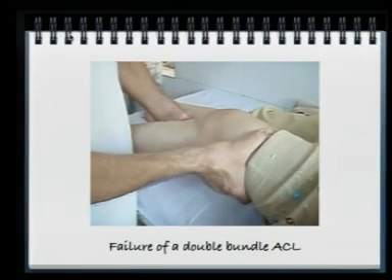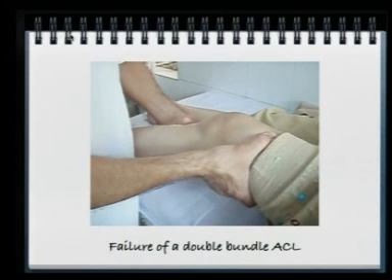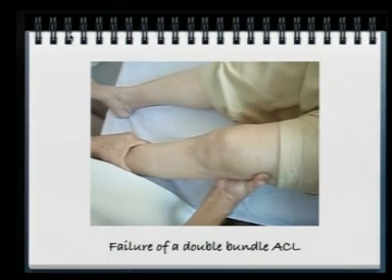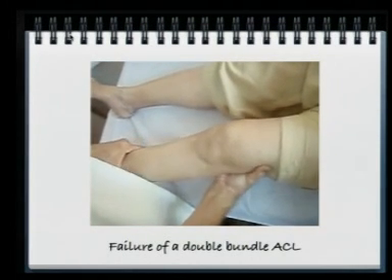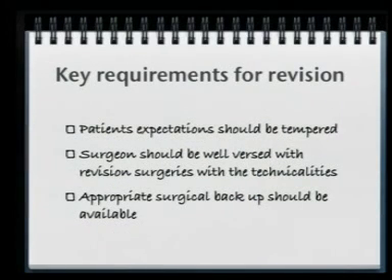So this is a failed double bundled reconstruction in the short, fat female, and you really have a real challenge of procuring grafts for this kind of patient. You can see that not only does she have AP, but she has significant mediolateral instability as well.